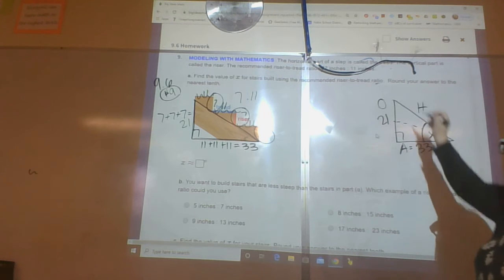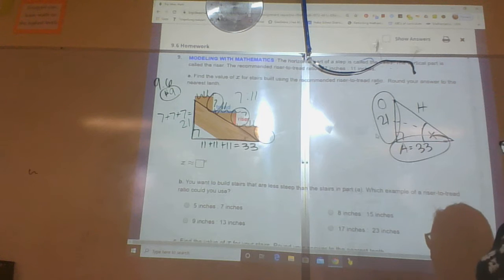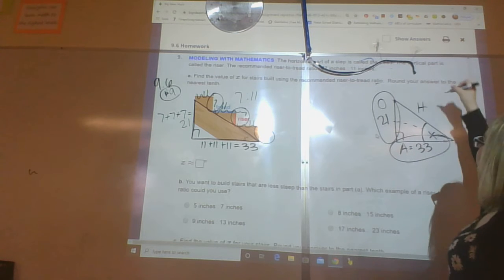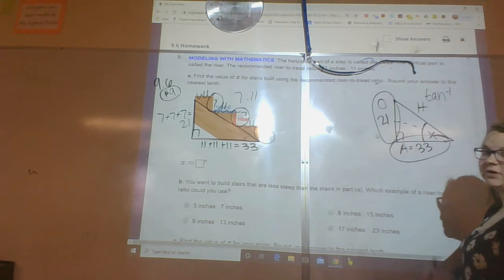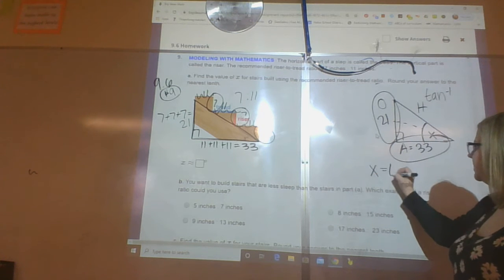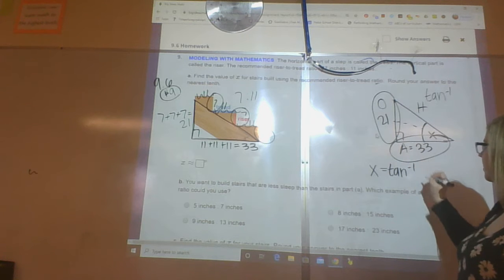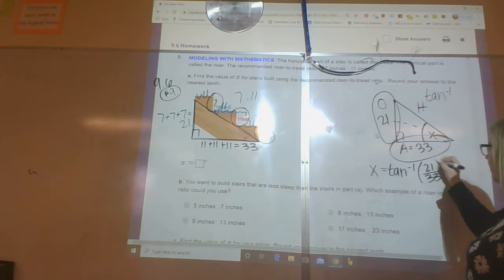Okay, so I have my opposite and my adjacent side. So am I going to use sine, cosine, or tangent on this one? Well, the only one that has opposite and adjacent is tangent. And we're going to use the inverse again because we're finding the angle. So x equals my tangent inverse of 21 over 33.